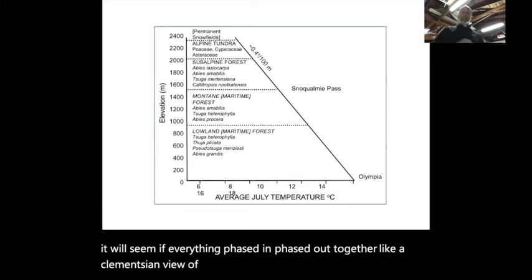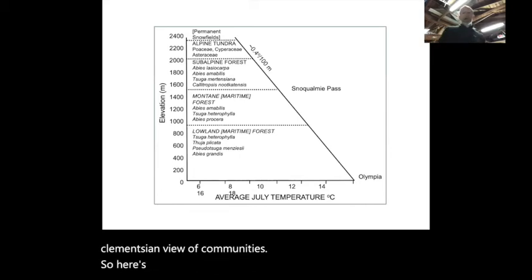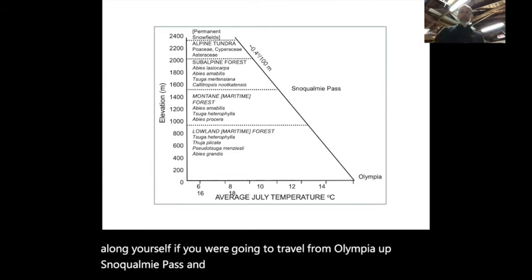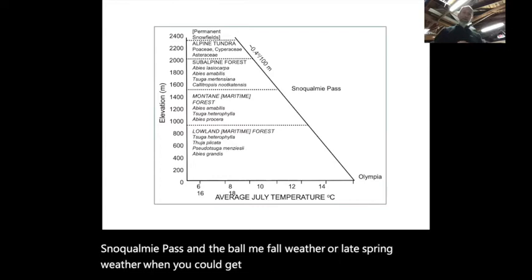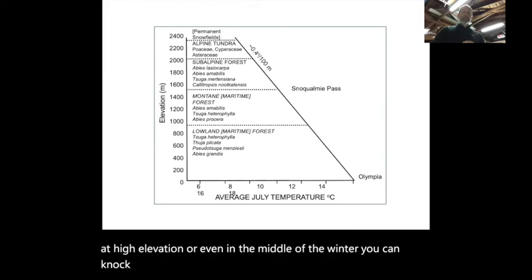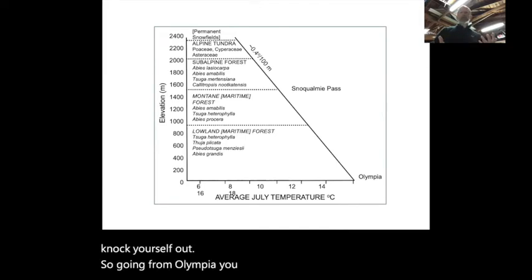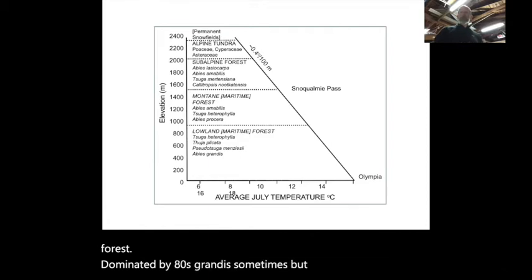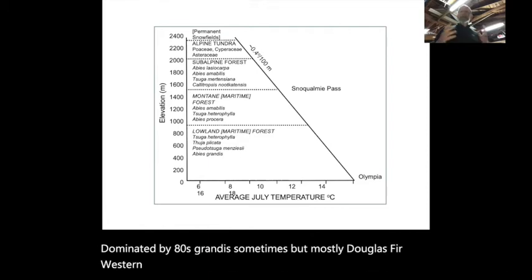So here's an example of an elevation gradient that you could go along yourself if you were going to travel from Olympia up Snoqualmie Pass in the balmy fall weather or late spring weather when you could get up and not have it be too snowy up at high elevation, or even in the middle of the winter, you can knock yourself out. So going from Olympia, you would start in a lowland maritime forest dominated by Abies grandis sometimes, but mostly Douglas fir, western hemlock at climax conditions.